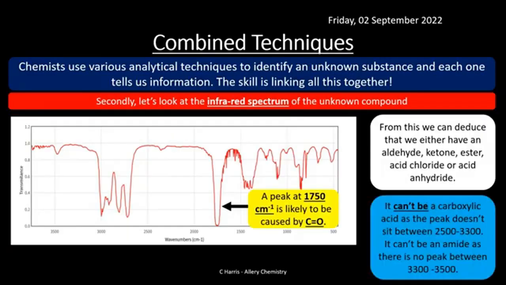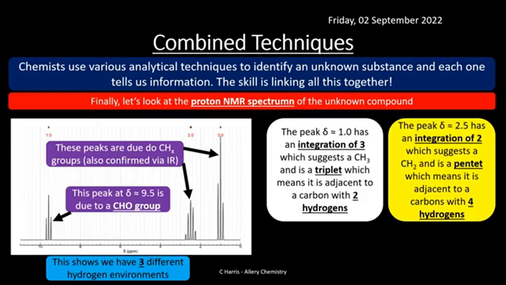The next spectrum is the infrared spectrum. Infrared spectroscopy is essential for identifying functional groups in the compound. As you can see, there is a peak at 1750. So it's likely to be caused by the vibrating C=O functional group in the compound. So it will be an aldehyde, ketone, or ester.